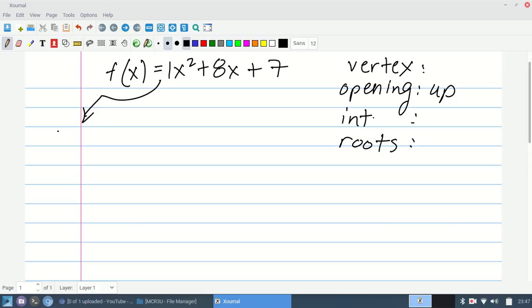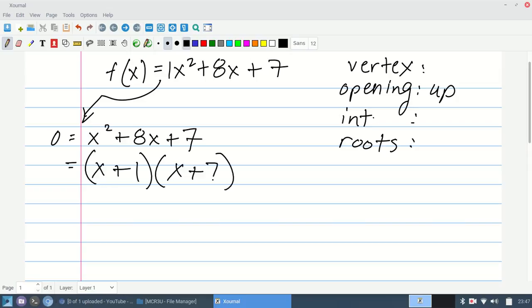The roots means that f of x is 0. So x squared plus 8x plus 7. We need two numbers that multiply to 7 and add to 8. Easy: x plus 1, x plus 7. This means that our roots are negative 1 and negative 7.